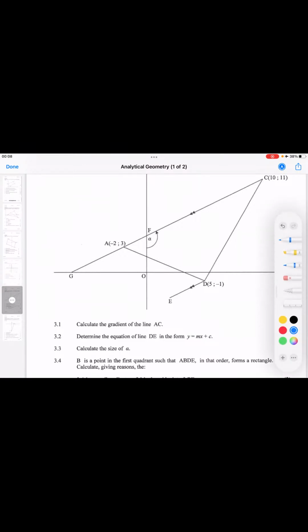So very quickly, let's look at that next question, which is 3.3, also allocated 3 marks, which says calculate the size of alpha, which is the angle that they want you to calculate. Angle alpha, 3 marks. Can you see, it might not be easy to know what you need to do if you haven't watched an introduction.